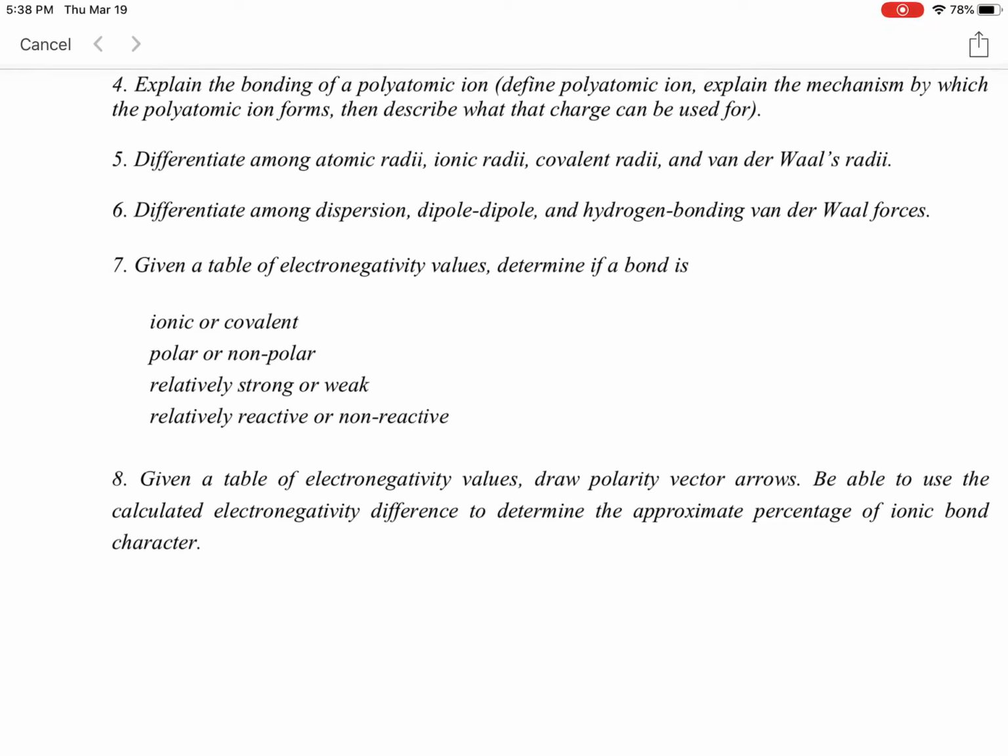And when they mean approximate percentage of ionic bond character, remember that 1.66 difference number. If it's 1.66 or greater, then you're looking at more than 50% ionic character. If it's less than 1.66, then you're looking at greater than 50% covalent character. So the greater the difference in electronegativity, the more important the ionic mechanism is, and below 1.66, the covalent mechanism is more important.